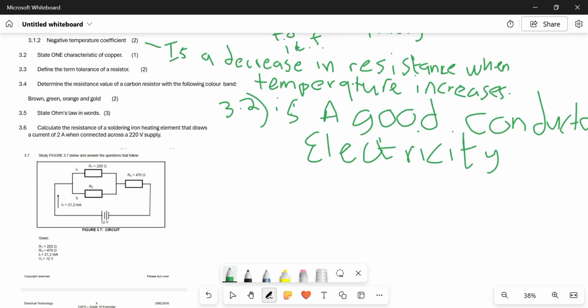So we're going to look at 3.3. It says define the term tolerance of a resistor. Remember, I explained a few minutes ago what the tolerance of a resistor is. The tolerance of a resistor is the tool that tells us how accurate a resistor value is. So the tolerance of a resistor is defined as follows. It's a percentage.